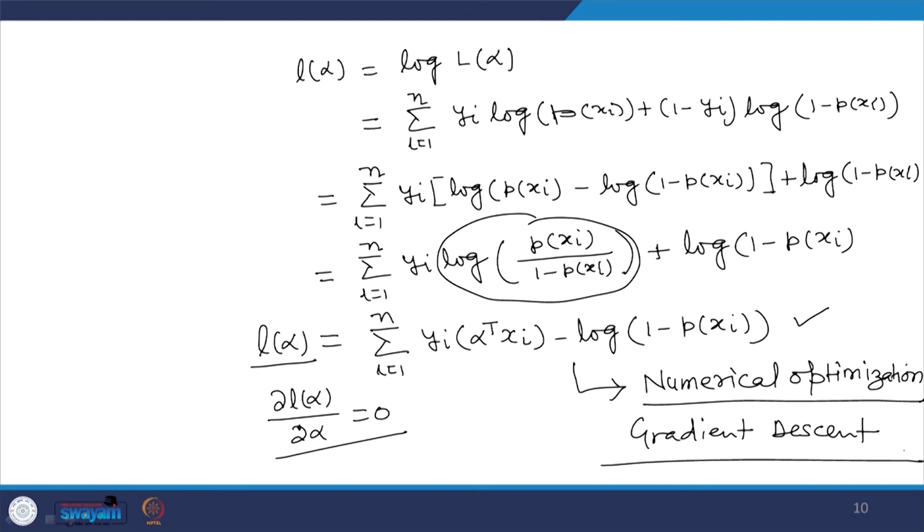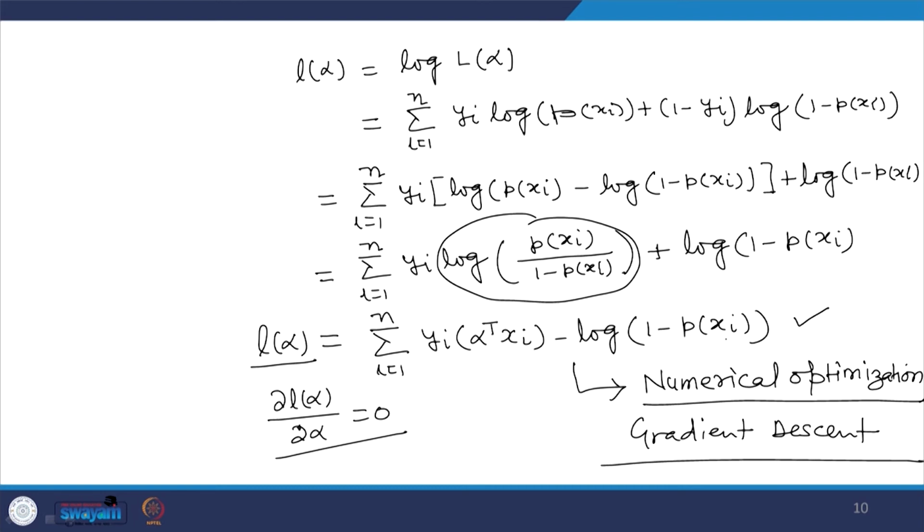Okay. So, by applying that numerical optimization, you can calculate the maximum value, meaning those alpha which will give you the maximum value of this log likelihood estimator, and this is the overall process of logistic regression. So, what we have learned: instead of using y as a linear combination of different features of the data, we are using the sigmoid function.